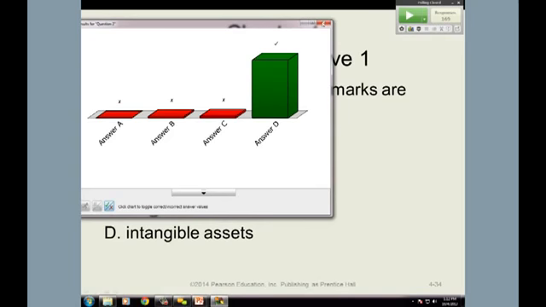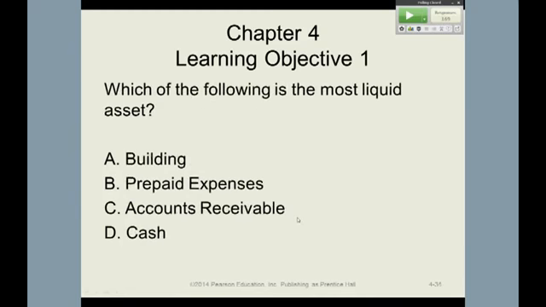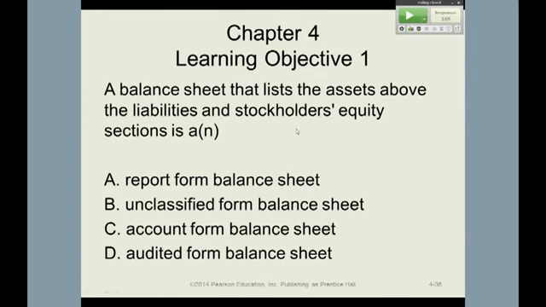All right, now I want to go over these next couple with you as well. This next one, of course, the most liquid asset, you really should know that's cash. So the answer here is D. The next one, we talked about the different formats of the balance sheet. A balance sheet that lists assets and liabilities above, liabilities and stockholders' equity is called the report form. So this is the report form. What does an account form look like? An account form looks like a T account. Assets are going to be on the left side, liabilities and equity on the right side.